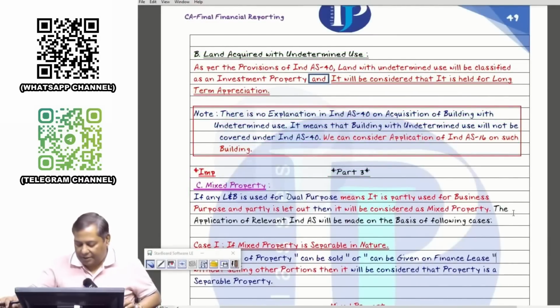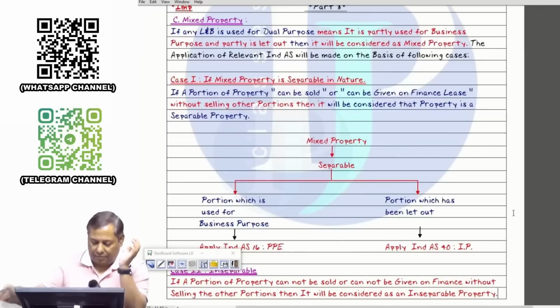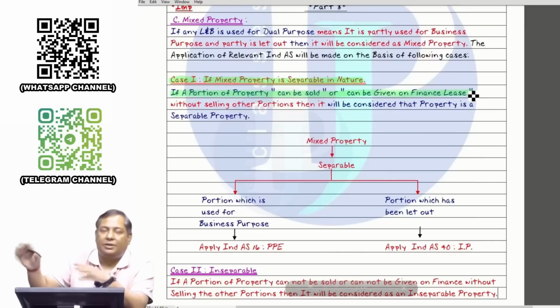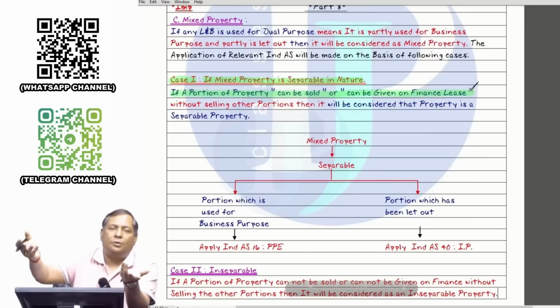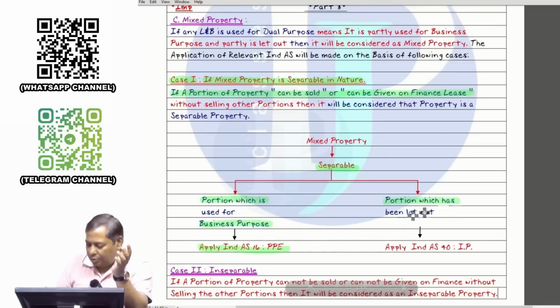This was the mixed property case. Look at this. The first case is that if your mixed property is of separable nature. What does separable mean? If you can sell any portion of it or give it on finance lease, as it is similar to selling. So what will you do in case of separable? I showed a flowchart: put 16 on the portion for business and put 40 on the portion for rent out. This is the case of separable.